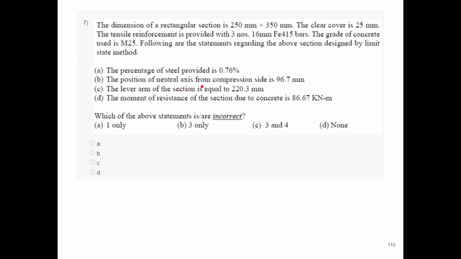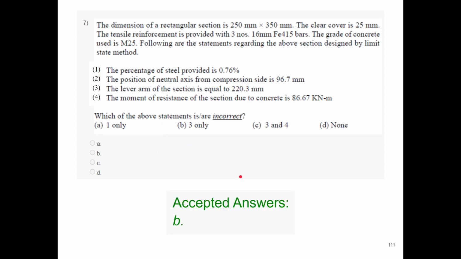B. The position of neutral axis from compression side is 96.7 mm. C. The lever arm of the section is equal to 220.3 mm. D. The moment of resistance of the section due to concrete is 86.67 kilonewton meter. Which of the above statements is or are incorrect? A: 1 only, B: 3 only, C: 3 and 4, D: none.